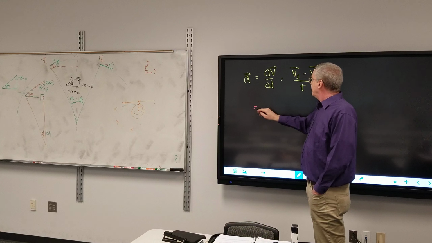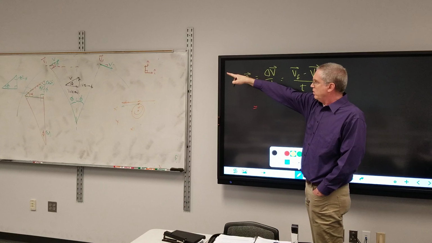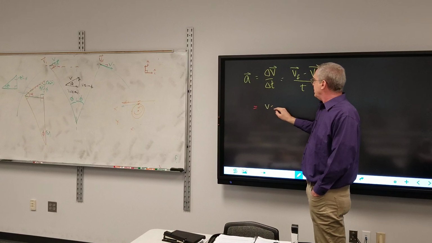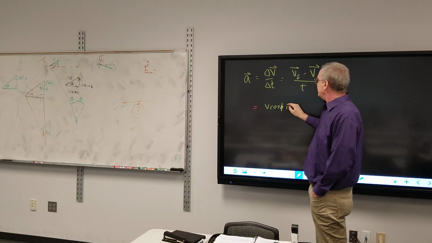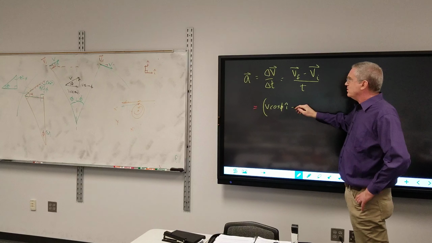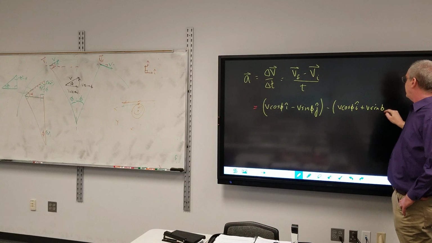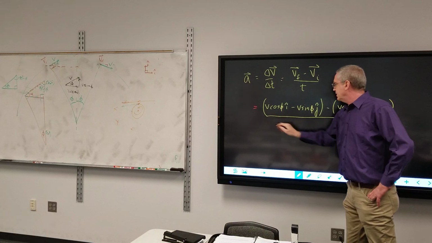All right, so a is equal to the final velocity, so that is going to be v cosine phi i hat minus, because it has a downward component, v sine phi j hat, that's my final velocity, minus my initial velocity, which is v cosine phi i hat plus v sine phi j hat, divided by time.